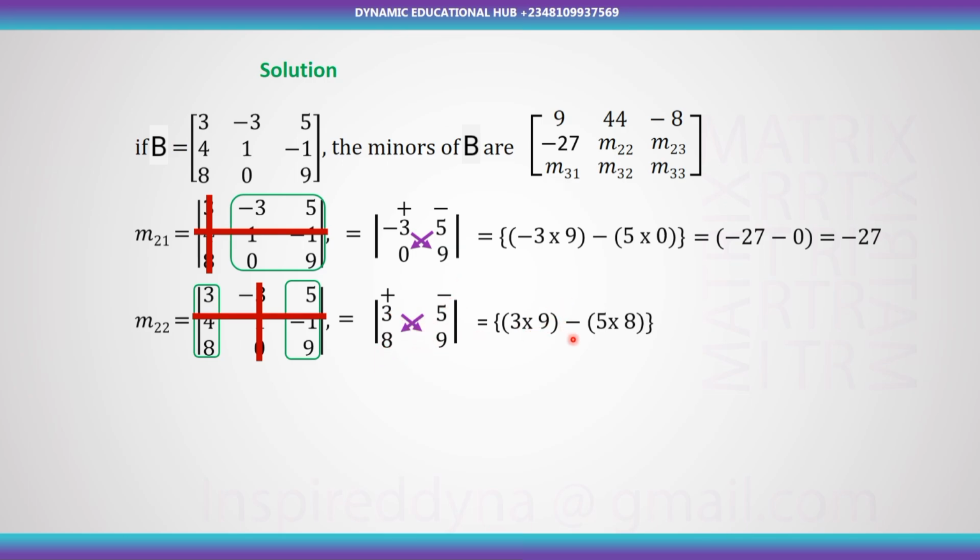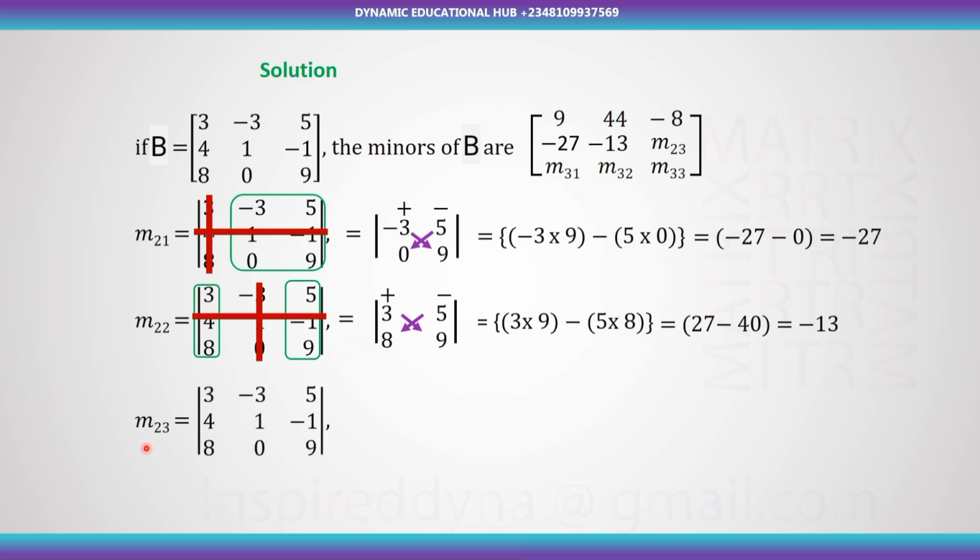3 multiplied by 9 minus 5 multiplied by 8. 3 multiplied by 9 is 27. 5 multiplied by 8, that's 40. We have minus here. 27 minus 40, we have minus 13. That is what we have here.